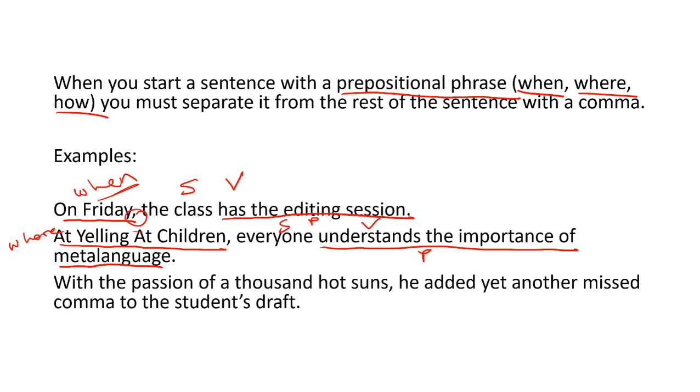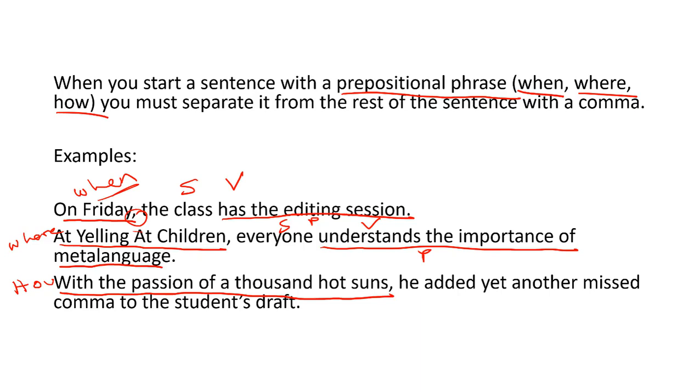Now, last one. With the passion of 1,000 hot suns. We've done a when and a where, so this is a how. This is a how prepositional introductory phrase. How? With the passion of 1,000 hot suns, he added yet another missed comma to the student's draft. So it gets tiring sometimes.